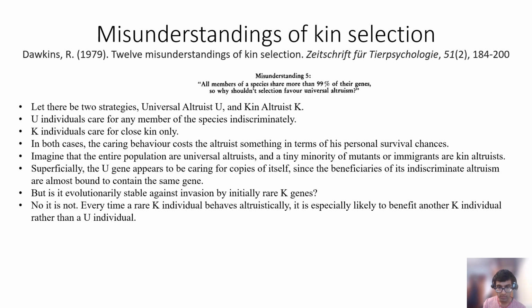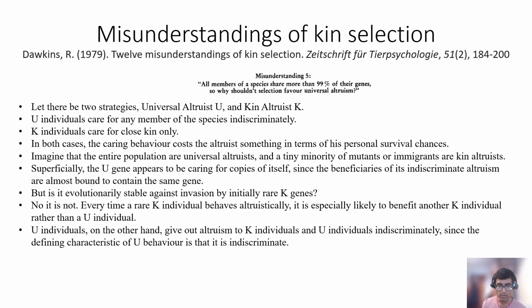Well, no, it isn't. Because every time a K individual behaves altruistically, it's especially likely to benefit another K individual rather than a U individual, because it only takes care of kin, and kin are more likely to contain the K allele than the U allele. U individuals, on the other hand, will give out altruism to both K individuals and U individuals indiscriminately, because the defining characteristic of U behavior is that it's indiscriminate. It's a universal altruist.